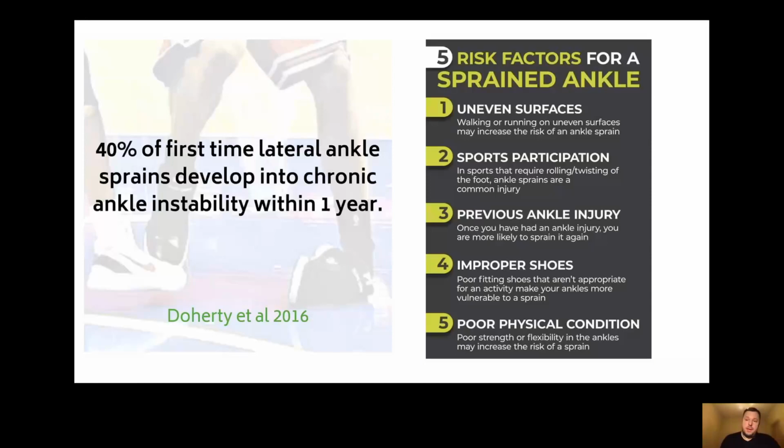And the 5 risk factors for sprained ankle are uneven surfaces, sports participation, previous ankle injury, improper shoes, and poor physical condition. So as you see here, the majority of the risk factors can be preventable. Yes, so it's not only luck.